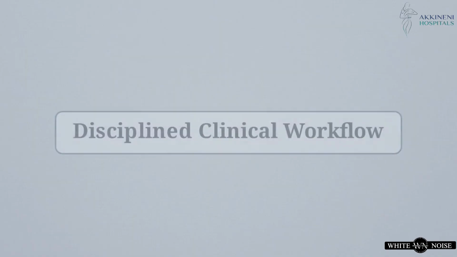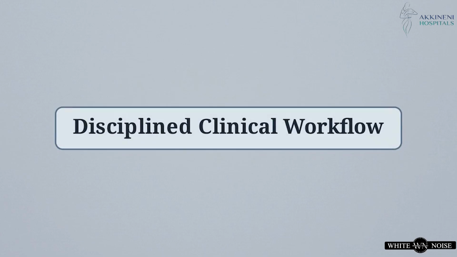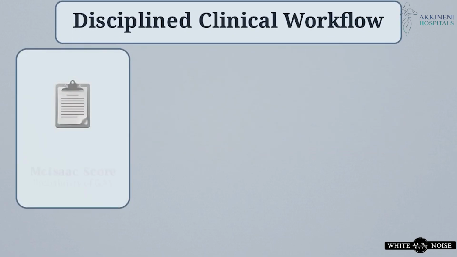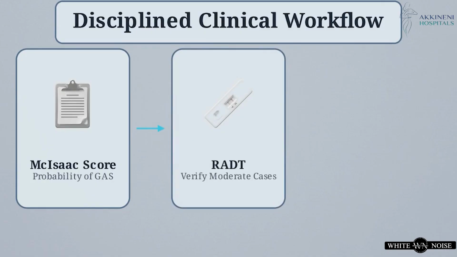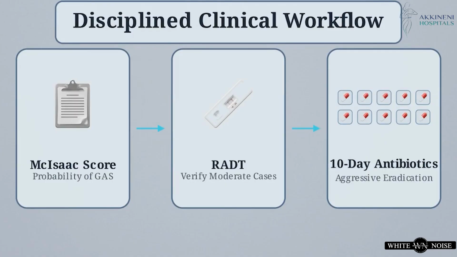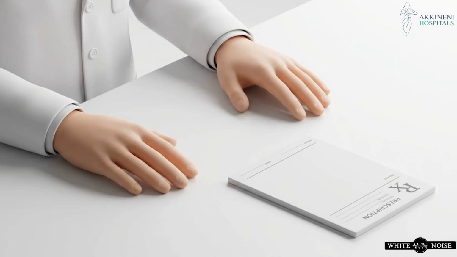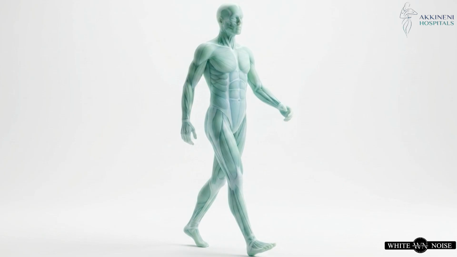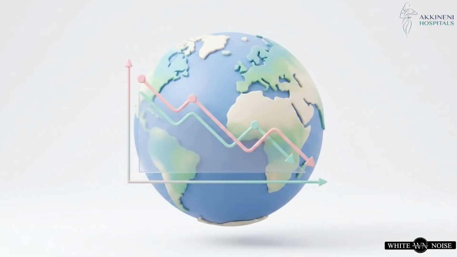Managing pediatric tonsillitis requires a disciplined clinical workflow. Clinicians use the McIsaac score to determine the probability of GAS, verify moderate cases with an RADT, and aggressively eradicate confirmed bacterial infections with a full 10-day course of antibiotics. This approach relies on the discipline to withhold antibiotics for the 80% of patients suffering from viral infections. Executing this evidence-based algorithm protects the individual child from the lifelong damage of rheumatic fever and safeguards global public health from the threat of antibiotic resistance.